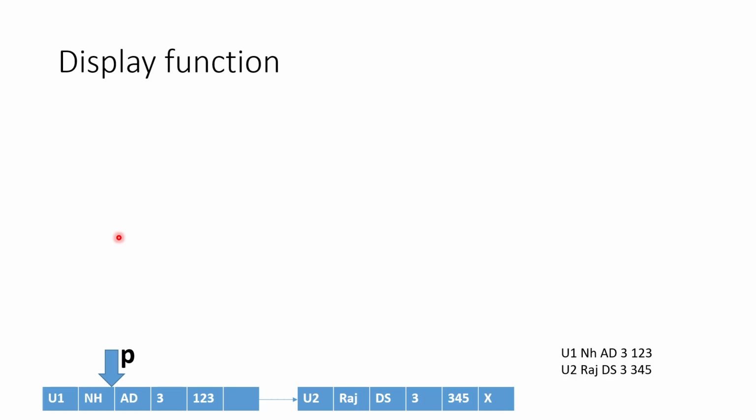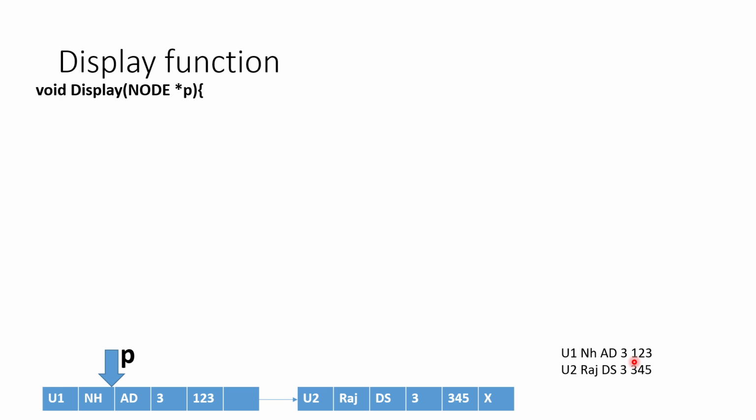Next, assume that you have created the linked list. How to create the linked list we'll see later. This is the easiest part, so I'm taking this a little early. Assume that the linked list has got two nodes. I have to display the value. The end result which I am expecting is U1 NH AD 3 and 123, U2 Raj TS 3 345. That's all. There are two nodes to be displayed in the needed format.